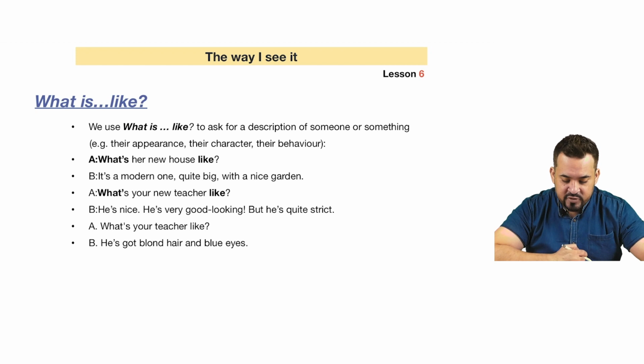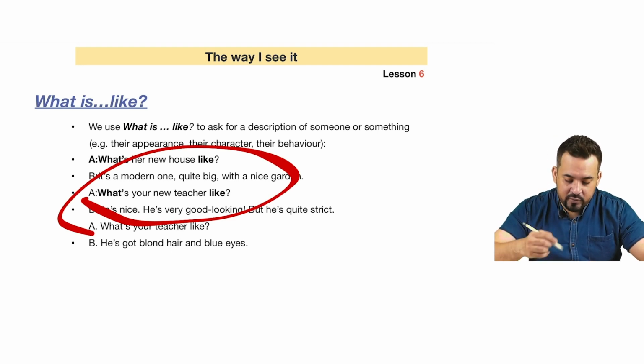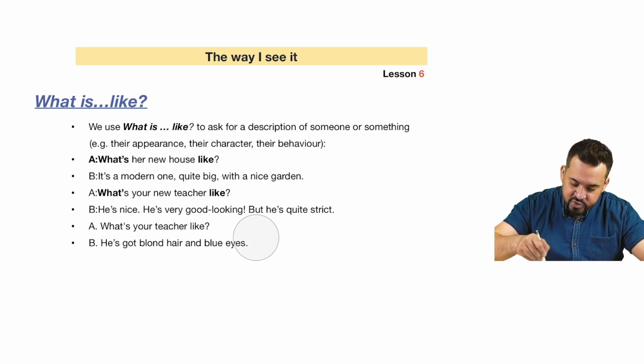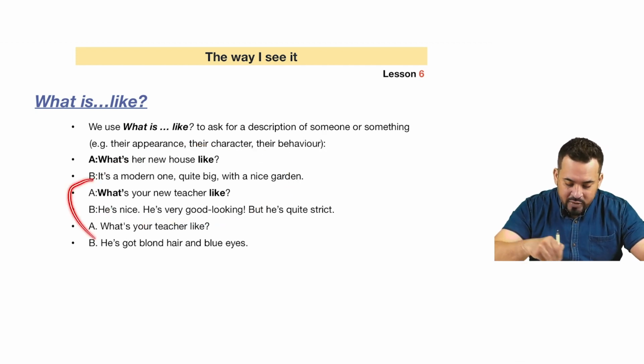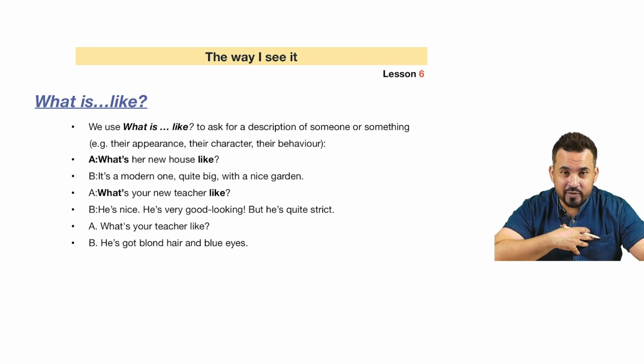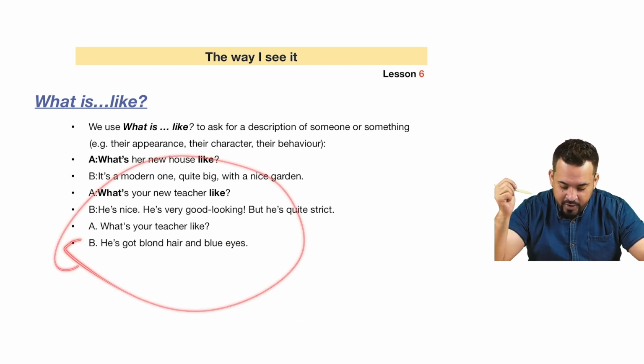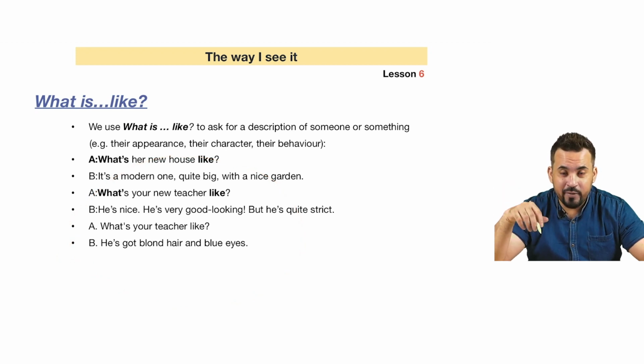Let's take a look at this conversation. What's your new house like? It's a modern one, quite big, with a nice garden. What's your new teacher like? He's nice, he's very good looking, but he's quite strict. What's your teacher like? He's got blonde hair and blue eyes.